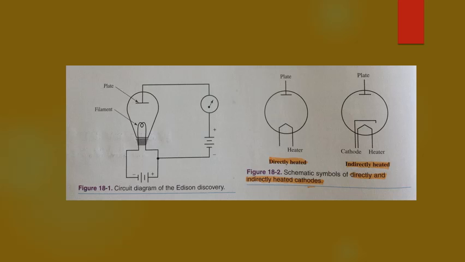Cathodes. The emitter in the vacuum tube is called the cathode. Heat can be supplied either directly or indirectly. Both methods have certain advantages. Schematic diagrams of both types of tube are shown in figure 18-2.